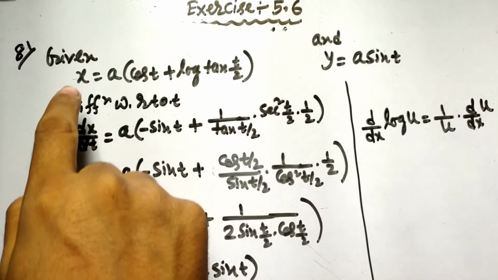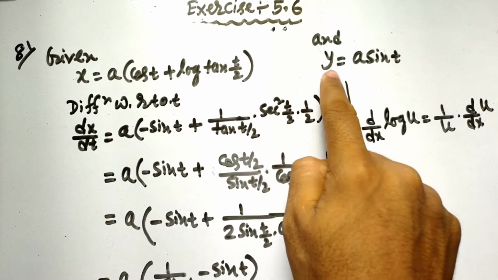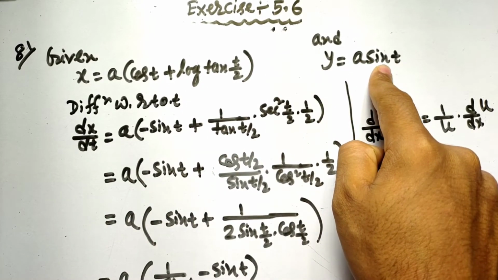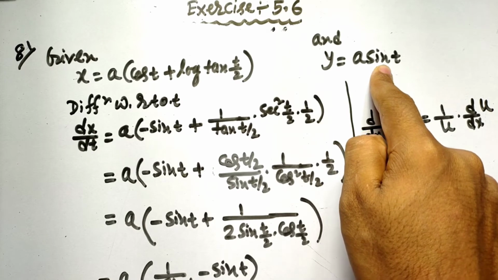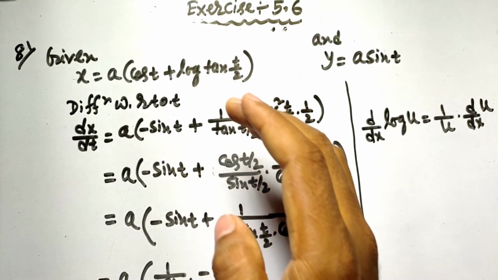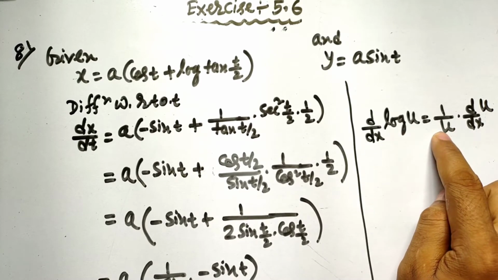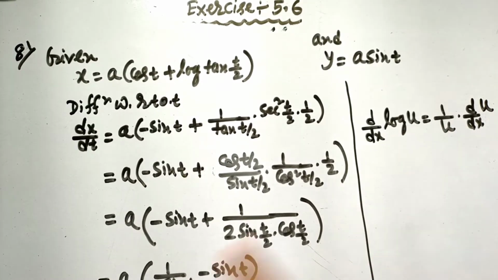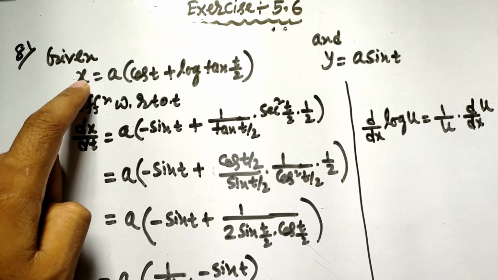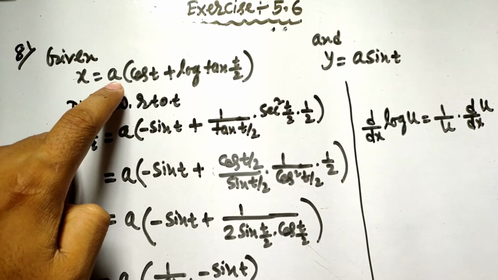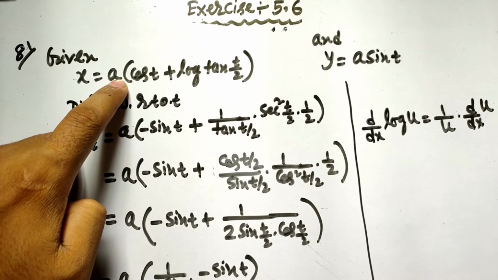In question number 8, given x equal to this and y equal to this. So here t is the common variable, t is the parameter. So you have to differentiate with respect to t. To solve this question, you have to remember this formula: derivative of log u is 1 by u into derivative of u. So if you differentiate with respect to t, derivative of x with respect to t equals derivative of this. Okay, so a is constant.